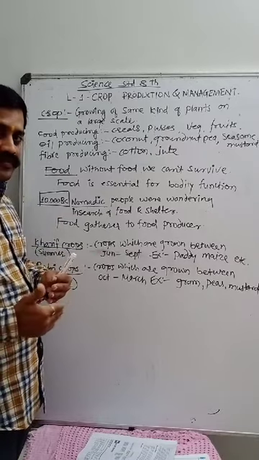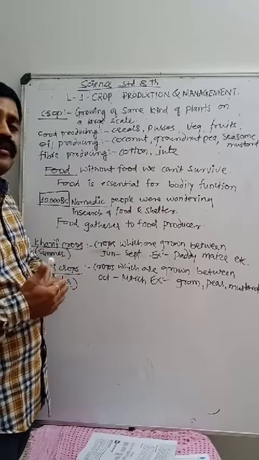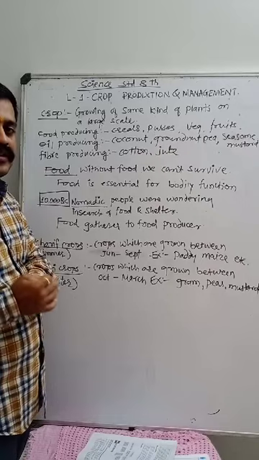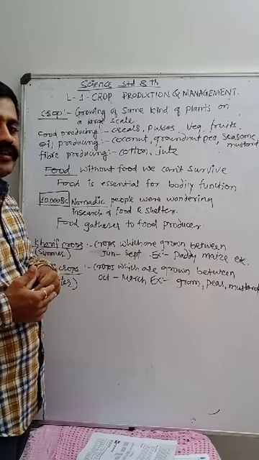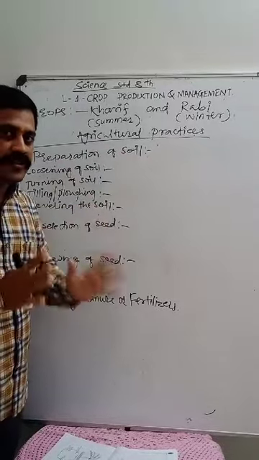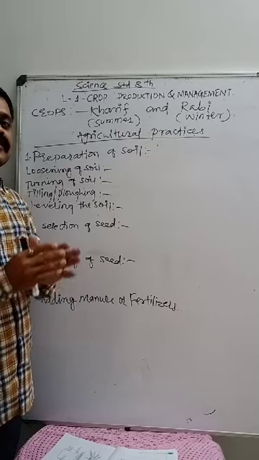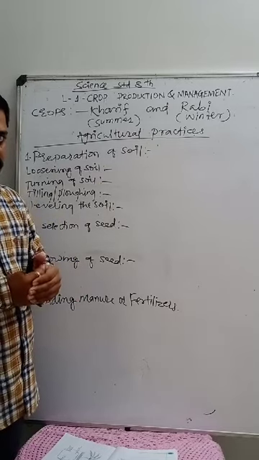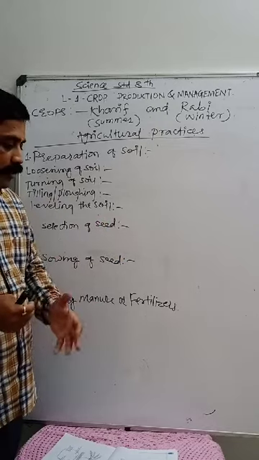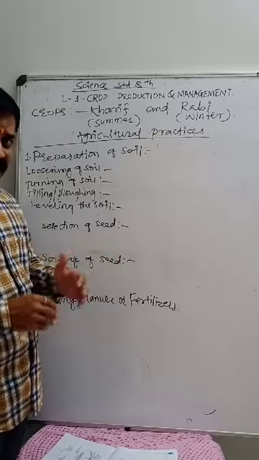And next, what we are going to understand is the practices done by the farmers, agricultural practices, right? Agricultural practices involve at least 7 to 8 different steps. In some books 7 practices are given, in some books 8. In our NCERT, 7 practices are given. Okay, but we will discuss in detail.